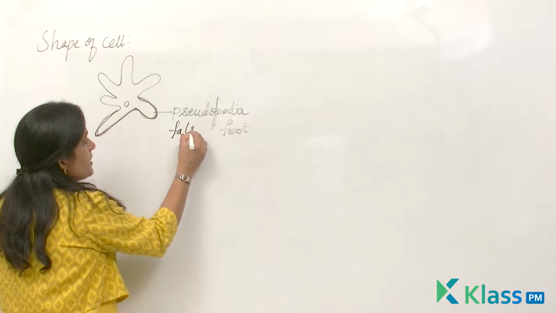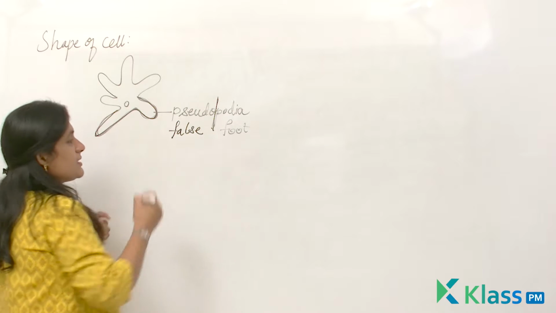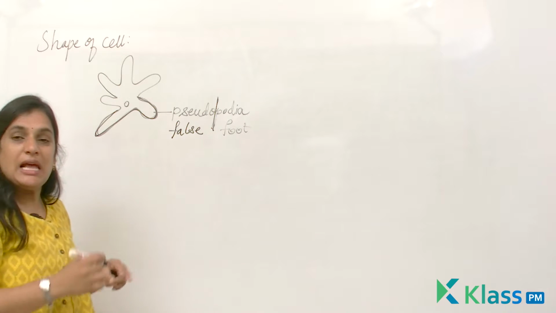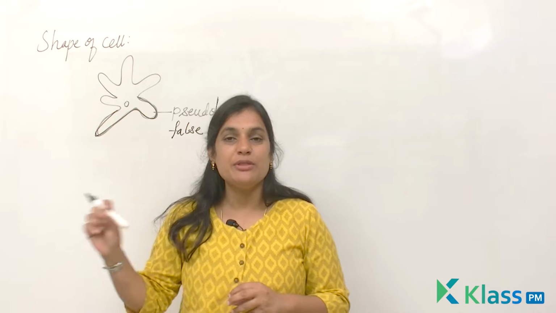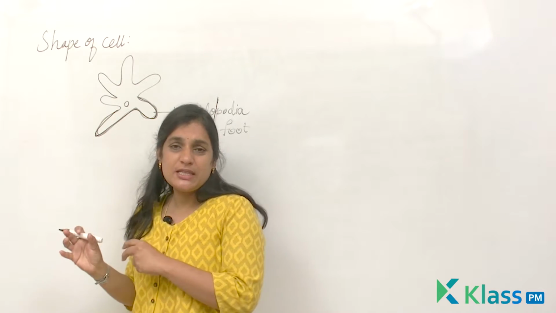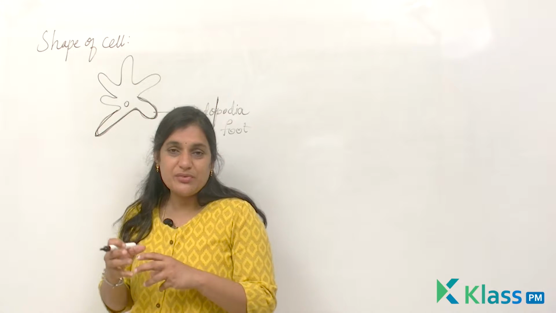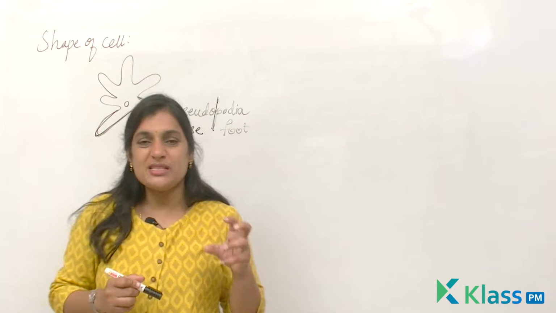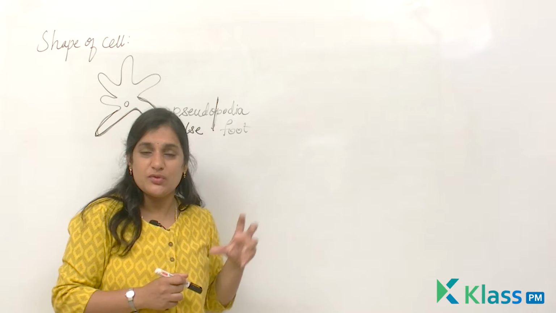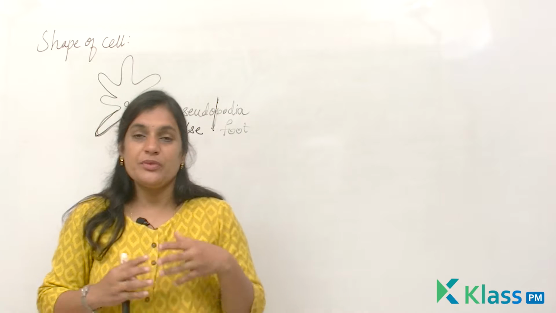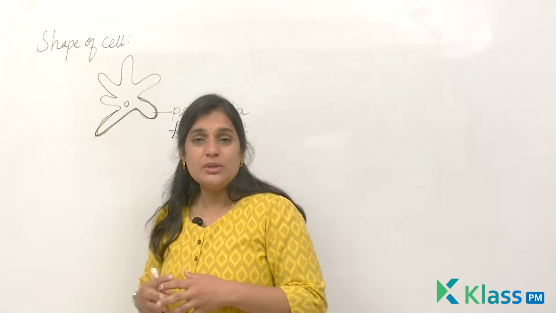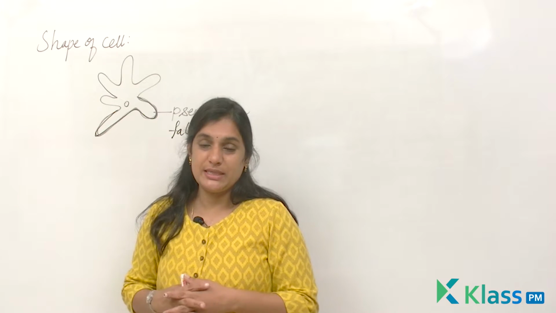Now this false foot present in this unicellular organism will help it to capture the food. At the same time, it will also help in locomotion. And you may not see this pseudopodia when it keeps moving. So this is the basic function of having pseudopodia in the case of amoeba, that is to capture food and also help in locomotion.